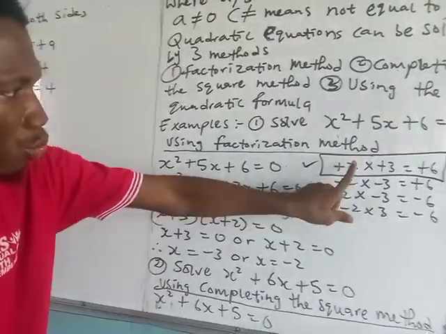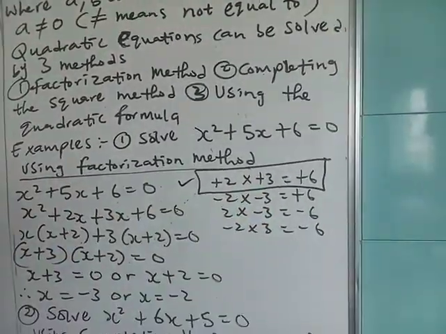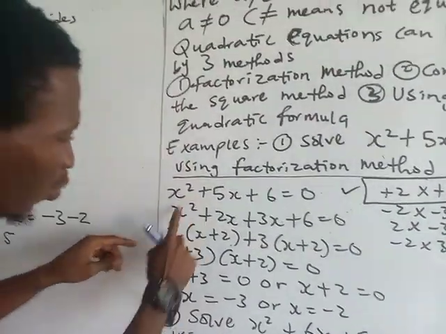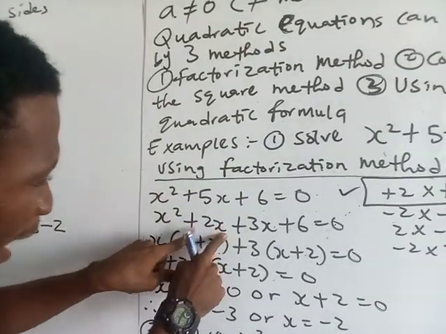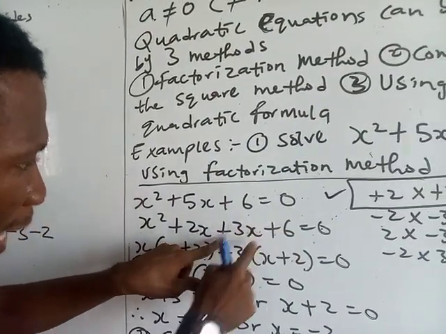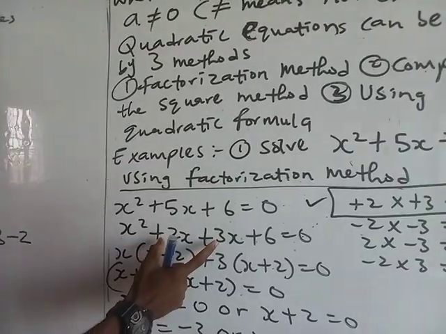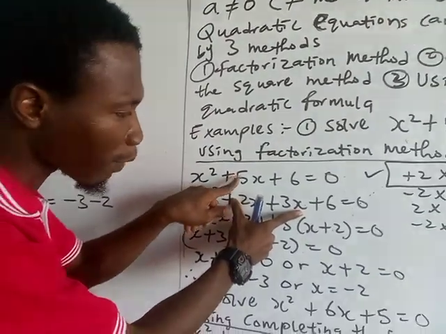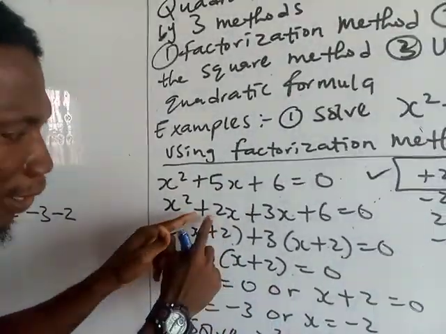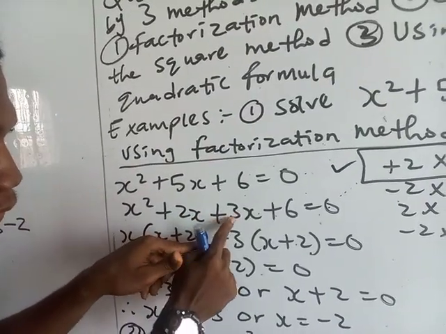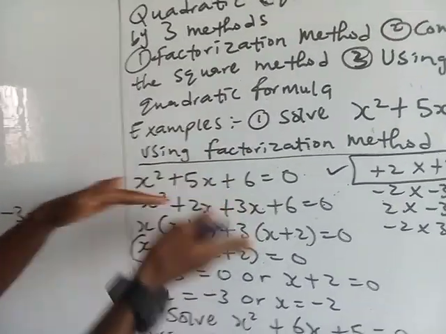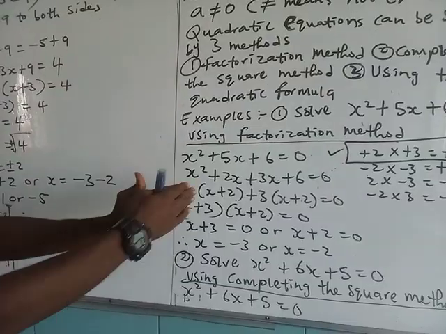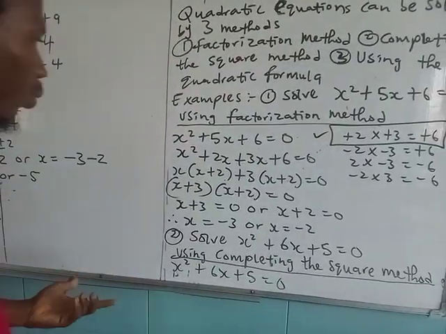So that's what I'm going to use here: x squared plus 2x plus 3x plus 6. We are using the 2 and the 3 to replace 5x. If you add plus 2x and plus 3x, you will see it gives you 5x. So we are doing an expansion, and when you expand it, it will be very easy for you to factorize.